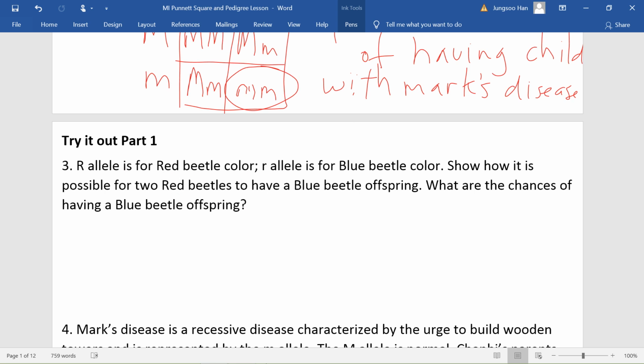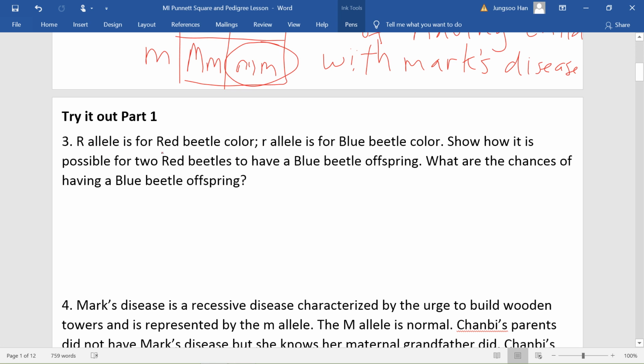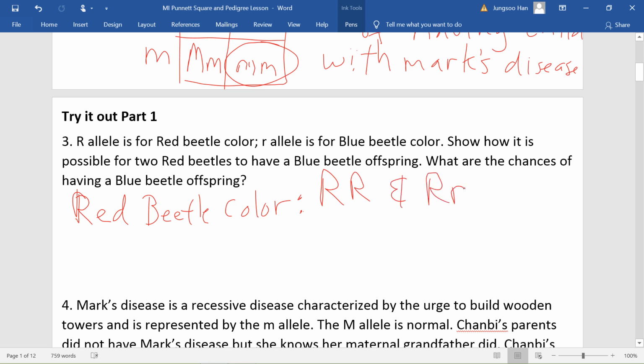Okay, now I am going to solve this problem. Big R is for red beetle color, little r is for blue beetle color. Show how it is possible for 2 red beetles to have a blue beetle offspring. What are the chances of having a blue beetle offspring? For red beetle color, there are 2 possible genotypes that could create it: big R big R, and also big R little r, because big R is dominant over little r.